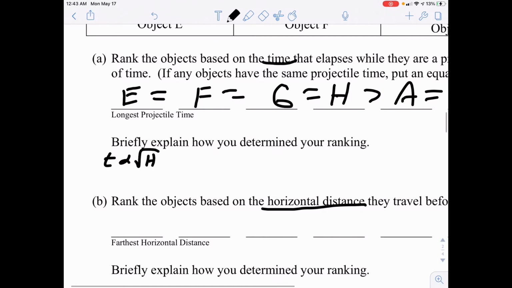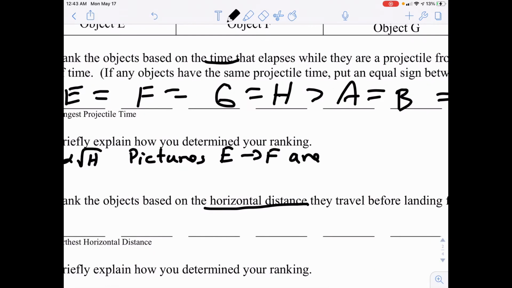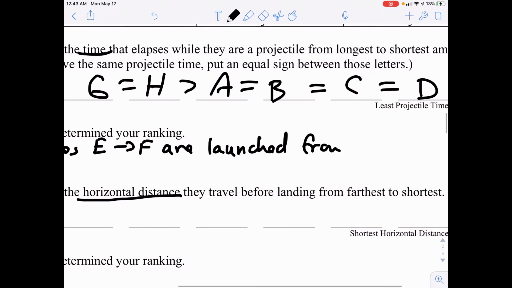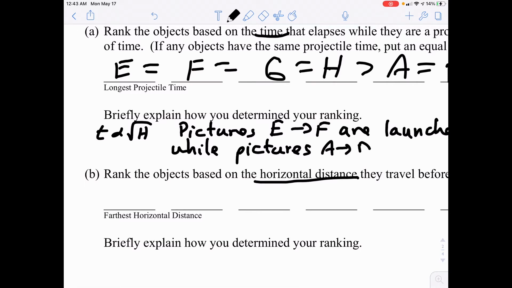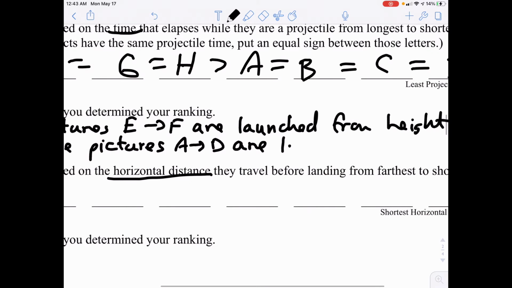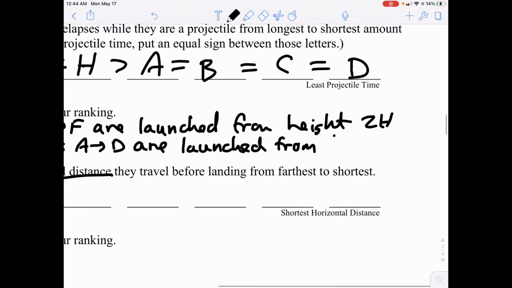Time is proportional to the square root of H. Pictures E through H are launched from height 2H, while pictures A through D are launched from height H.